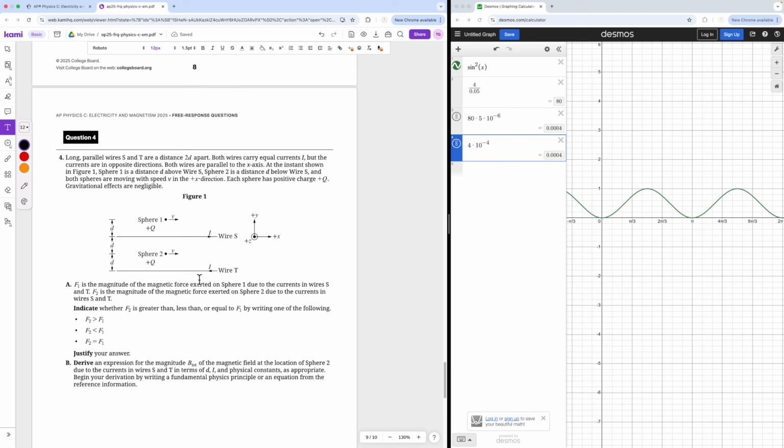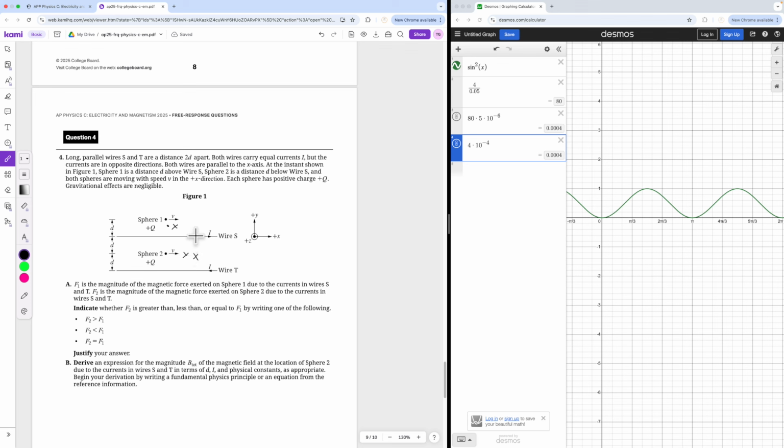Well, let's think about this. Remember your right-hand rules. For sphere 1, if we use a right-hand rule, we can find a current that's coming out of the page. So we're going to draw a little dot. And if we look at it from wire T, we can find something going into the page. So X. For sphere 2, if we look at wire S, we see something going into the page. And if you use your right-hand rule again for wire T, again, it's going into the page.